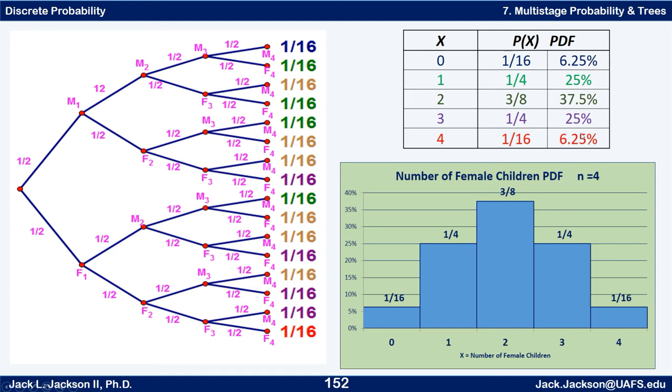Here are the percentages over here. Actually, they terminate, so those are all exact percentages. So here's what we get. It's symmetric about the middle here of 2. 2 is still the most common. 3/8 of the time that will happen. And then 1/4 of the time you'll either get 1 or 3 females if you have 4 children. 1/16 of the time it'll be either 4 females or 0 females.